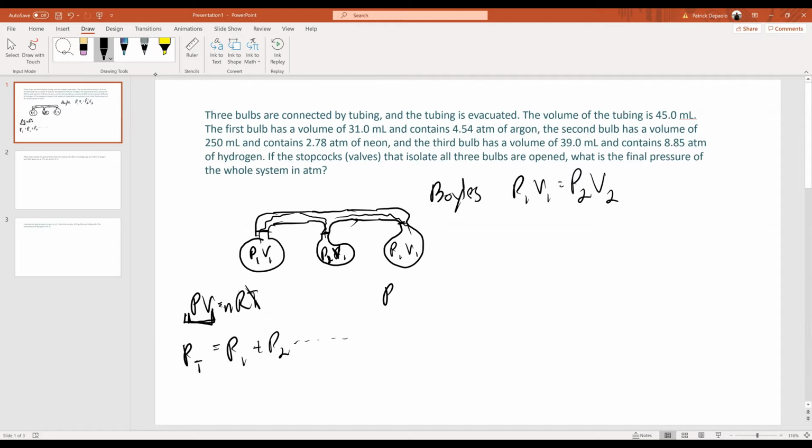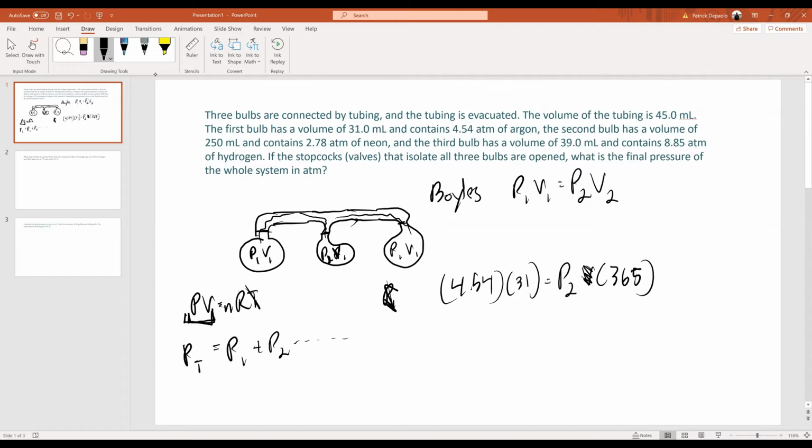So let's do that. Let's go right through it. The first one is argon, right? P1 for argon is 4.54 times your V1, which is 31, equals your P2, which is unknown, times your V2, which will be the final volume of the system. In that case, you have to add up all the volumes, including the tubing. So that'd be 45 plus 31 for the argon, plus 250 for the neon, plus 39 for the hydrogen, and that equals 365. So this is how you solve each of the P1 V1s.